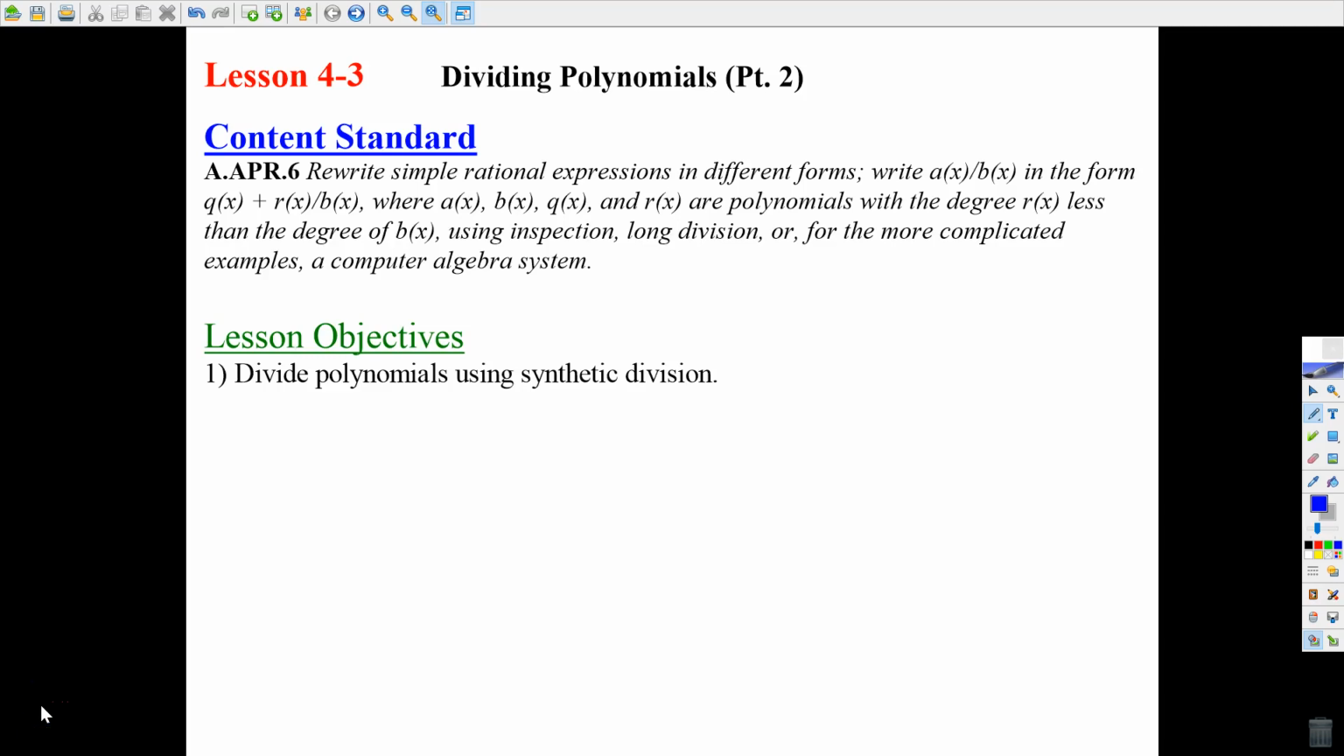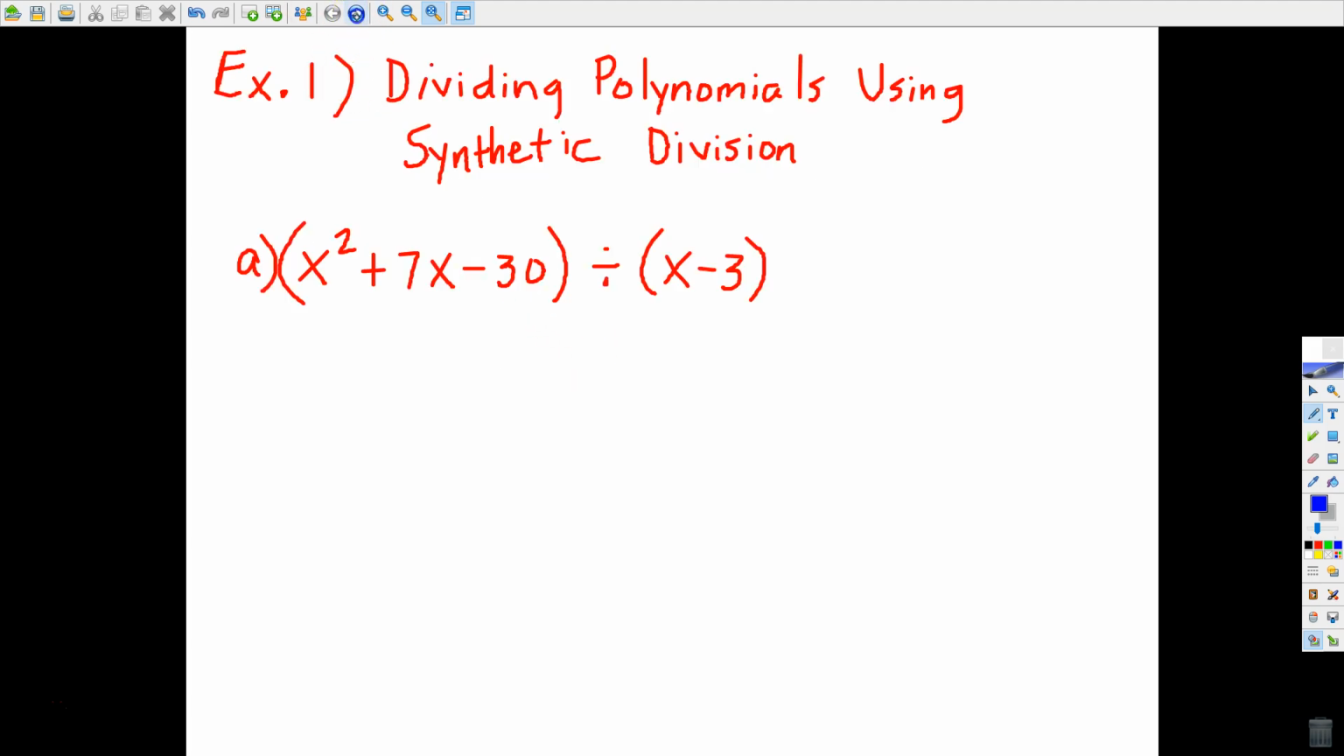All right, so we're continuing our topic of dividing polynomials today, but today we're going to look at a different method. Yesterday we used long division. Today we're using what is known as synthetic division. But here's the thing about synthetic division. We are only able to use it when we're dividing by a linear binomial.